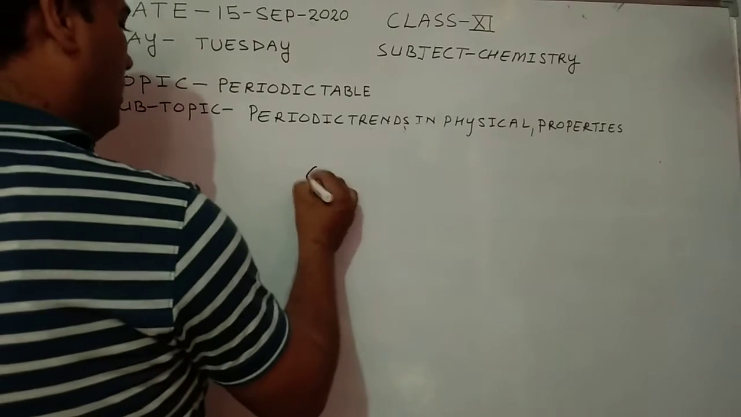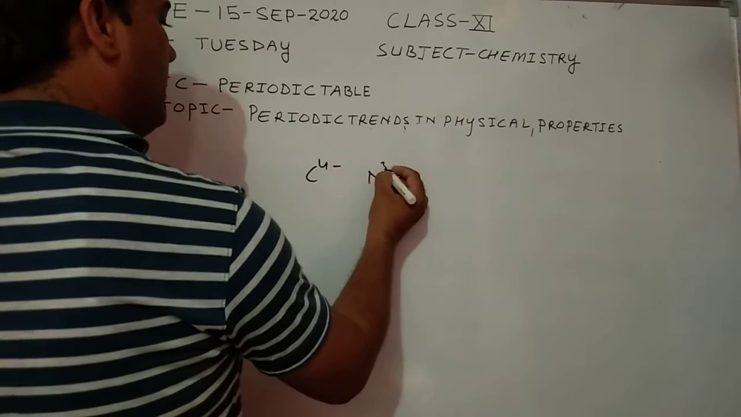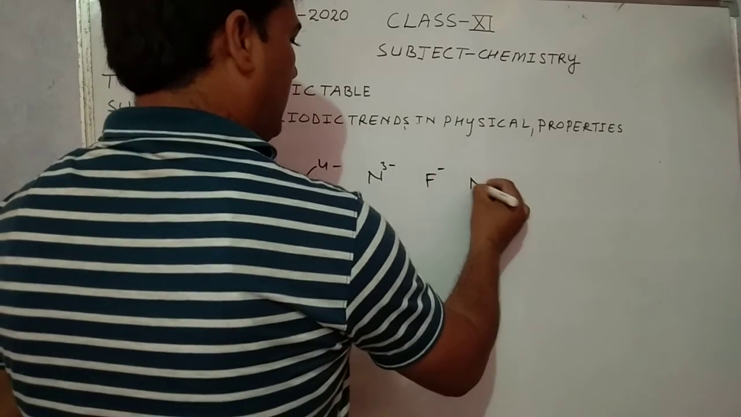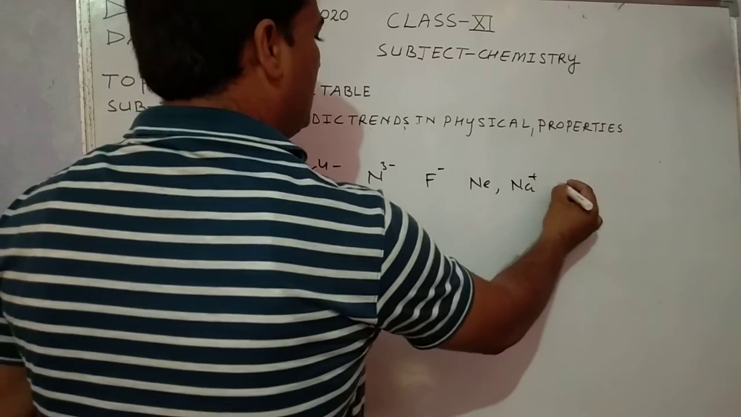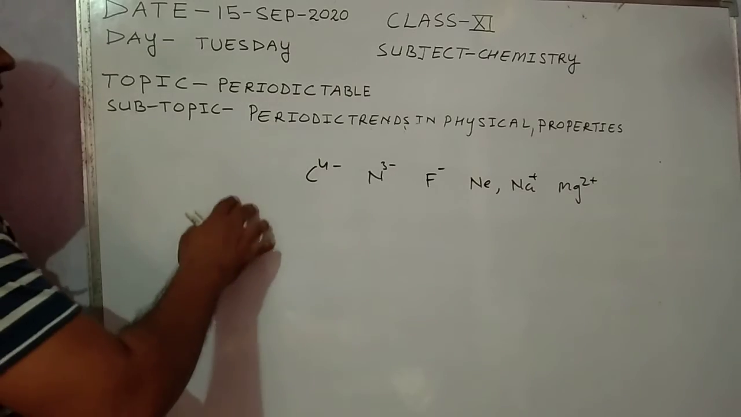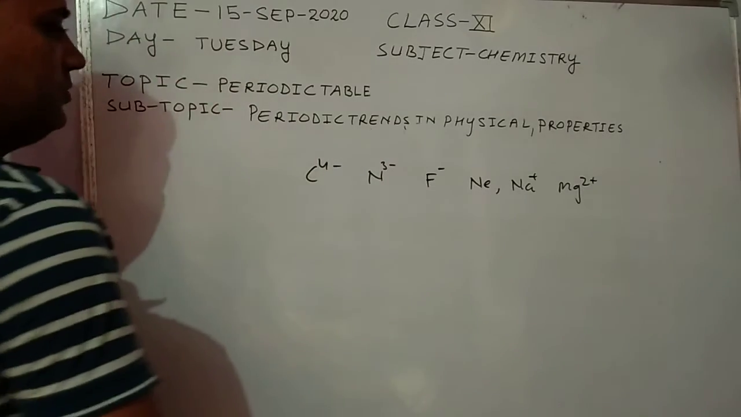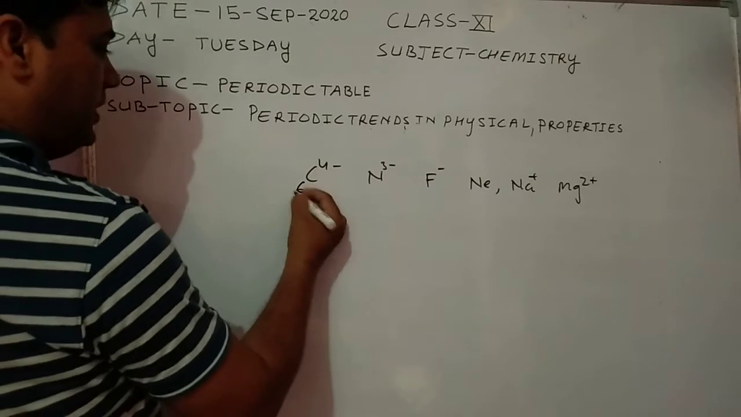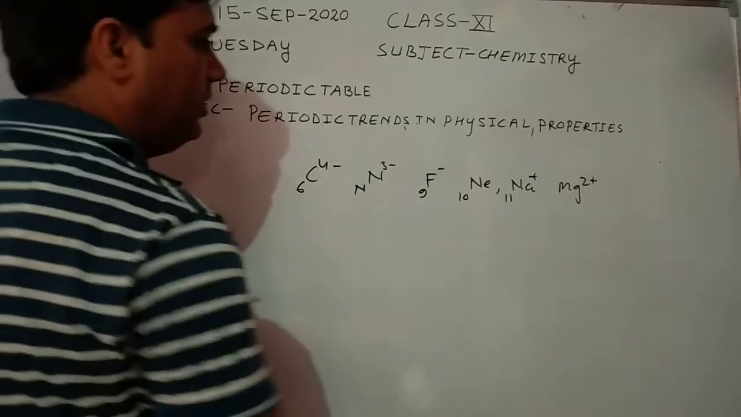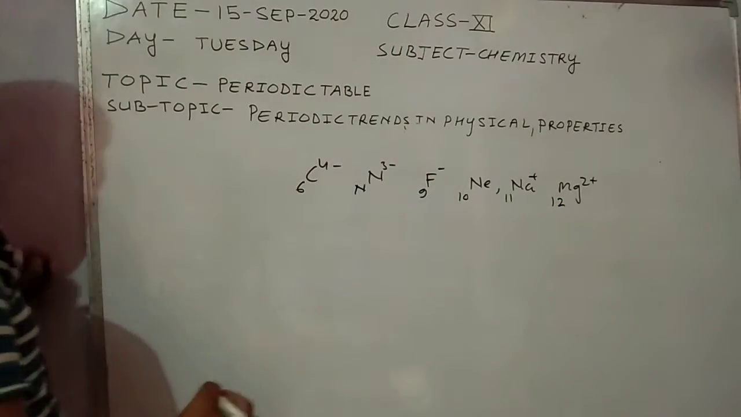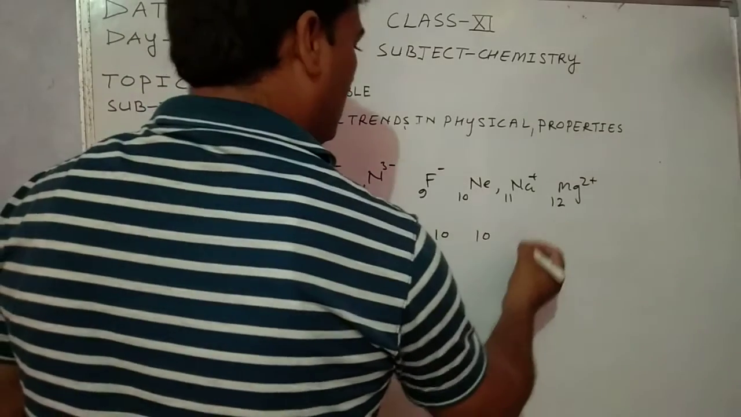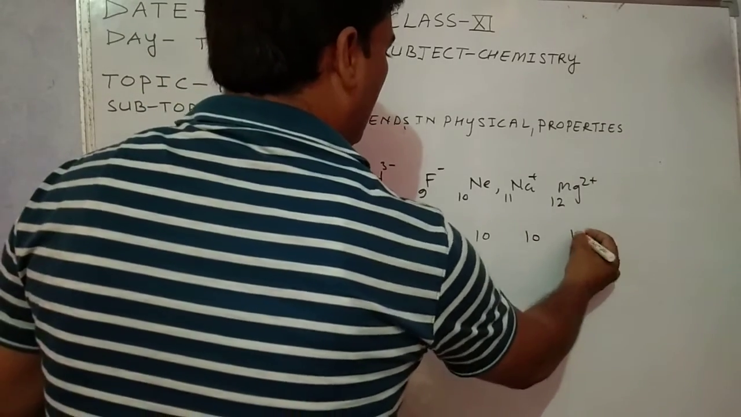For example, C4 minus, N3 minus, F minus, Ne, Na plus and Mg2 plus. In this case, how can we write the increasing or decreasing order of the radius? First of all, you are required to calculate the number of electrons. This is atomic number 6, atomic number 7, atomic number 9, atomic number 10, atomic number 11 and atomic number 12. You are required to calculate the total number of electrons: 10, 10, 10, 10, 10 and 10.